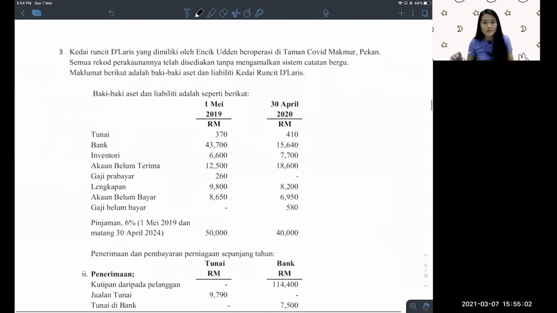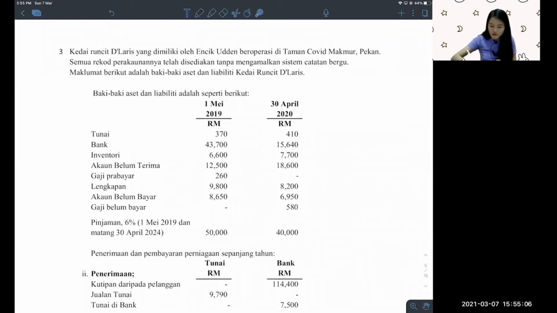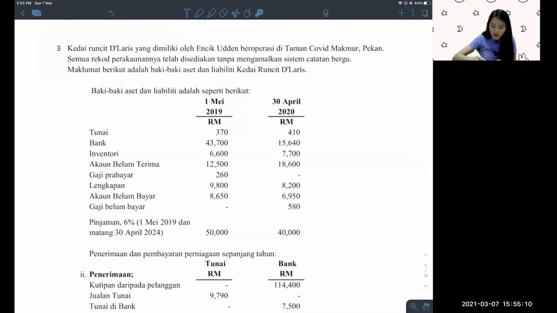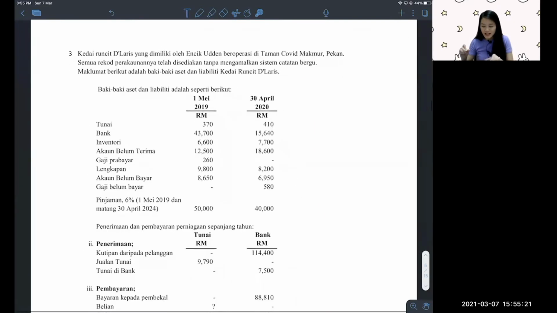So, kedai runcit dilaris yang dimiliki oleh ENG Uden beroperasi di Taman Covid Makmur Pekan. Semua rekod perekanannya telah disediakan tanpa mengamalkan sistem catatan bergu. So, this is a rekod tak lengkap question. And which kaedah are we going to use here? Guys, you look at it.